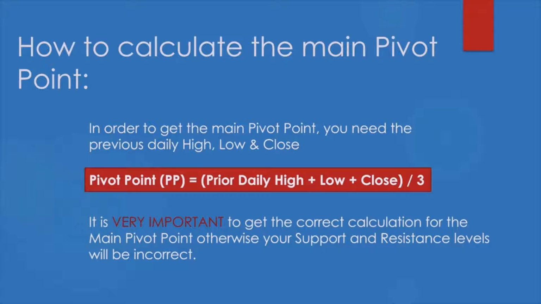How to calculate the main pivot point? In order to get the main pivot point, you need the previous daily high, low, and the closing price. Below we have the calculation to determine the main pivot point by using the high, the low, and the close of the previous day. You add them together and you divide that number by 3 to get your pivot point for the day. It is very important to get the correct calculation for the main pivot point, otherwise your support and resistance levels will be incorrect.